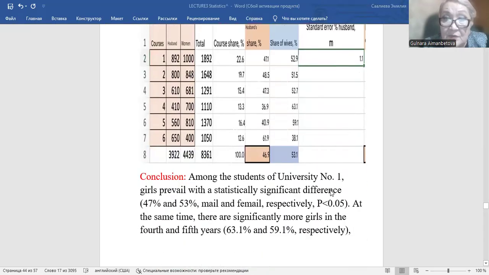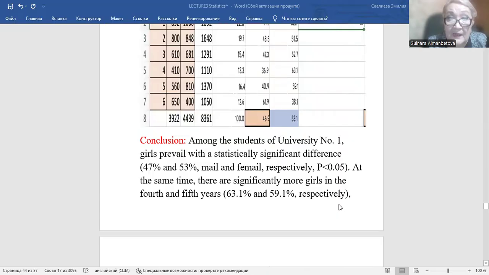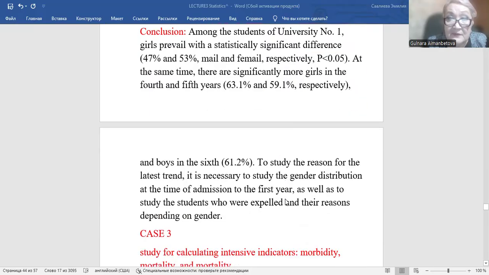Conclusion. Among the students of university number one, girls prevail with a statistically significant difference, 47% and 53% male and female respectively, p less than 0.05. At the same time, there are significantly more girls in the fourth and fifth years, 63.1 percent and 59.1 percent respectively. And boys in the sixth year, 61.2 percent.